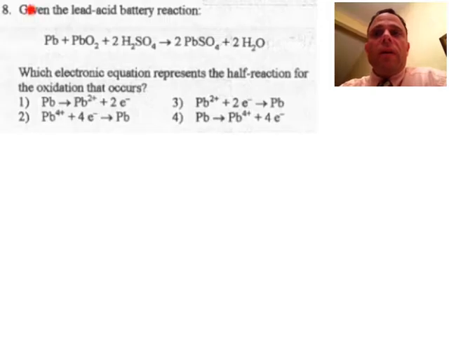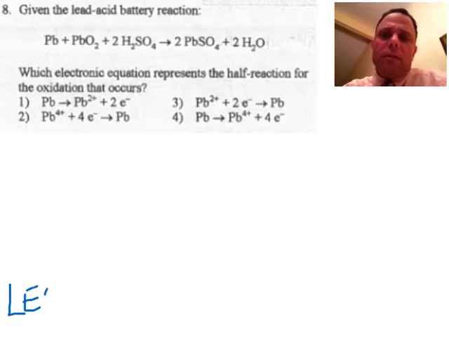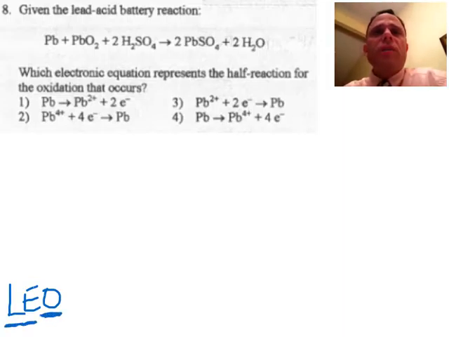Number 8. Given the lead-acid battery reaction, which electron equation represents the half reaction for the oxidation that occurs? Oxidation. Red cat, an ox, Leo says ger. That's Leo, oxidation, loss of electrons. Losing electrons. We're looking for the number to go up.